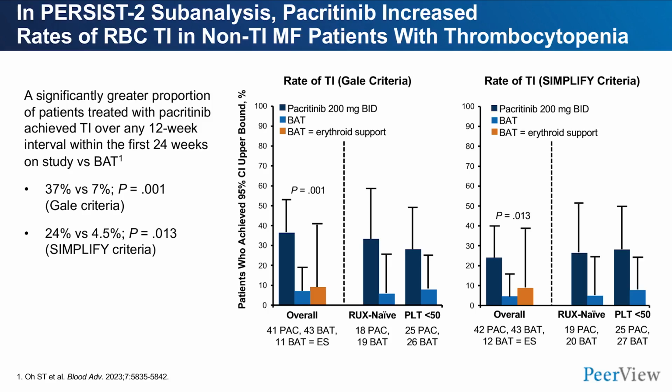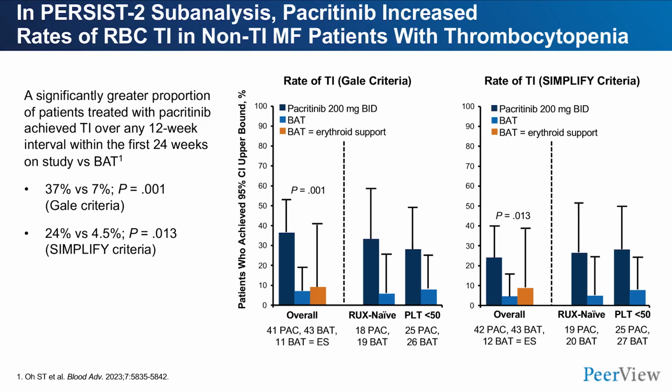And we can see here a significantly greater proportion of patients treated with pacritinib achieving transfusion independence. So if you compare this blue column with this one, the difference is clearly significant, 37 versus 7 and 24 versus 4.5 according to the simplified criteria. And this difference is also true if we compare in the BAT group patients who receive erythropoietin-stimulating agents. So the best we can do in terms of anemia outside clinical trial of JAK inhibition.